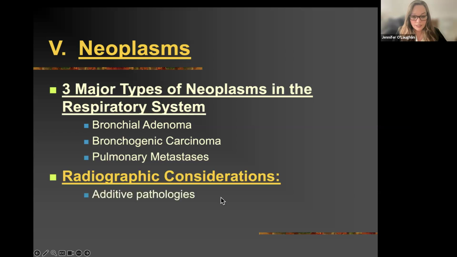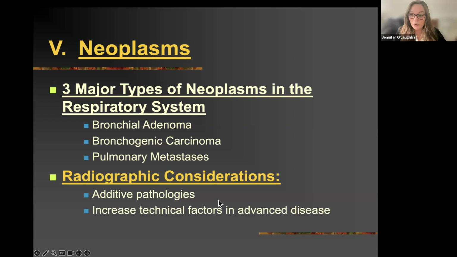So for all of these neoplasms, they are all going to be additive pathologies, and you're going to need to go up in your technical factors in advanced disease. If somebody has one small solitary lung tumor, you may not need to change your technique. But if they have tumors scattered throughout their lungs, then yes, you'll need to change your technique. So whether or not you change your technique depends on how far along in the disease process they are.